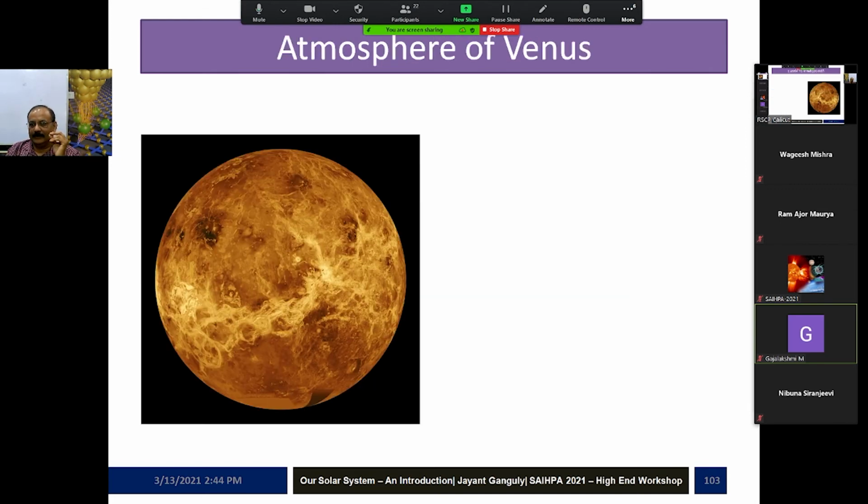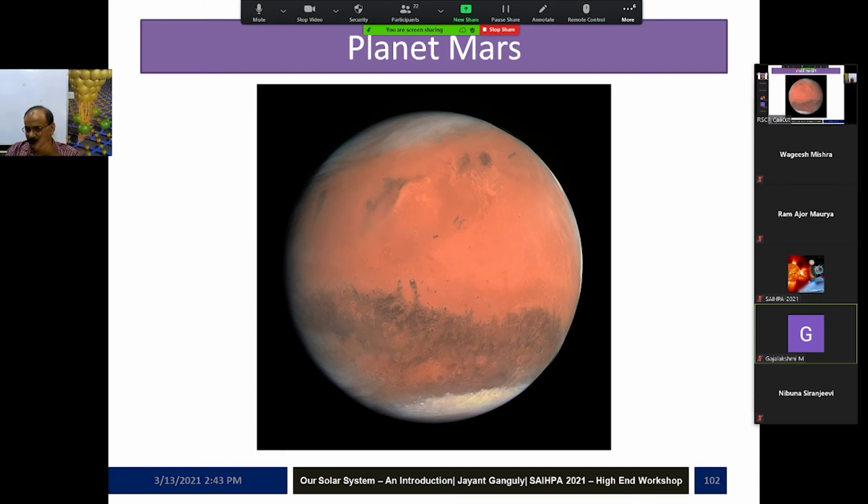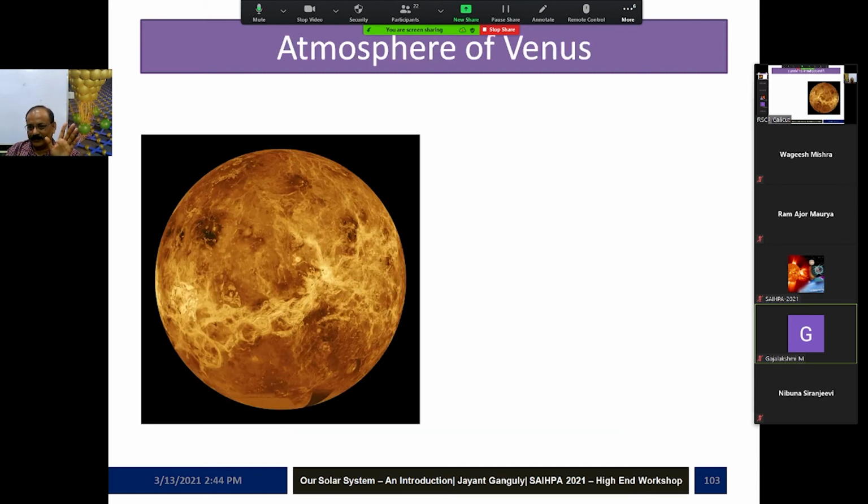So we have Mars also, which we will be discussing. These are the few planets which we have seen.